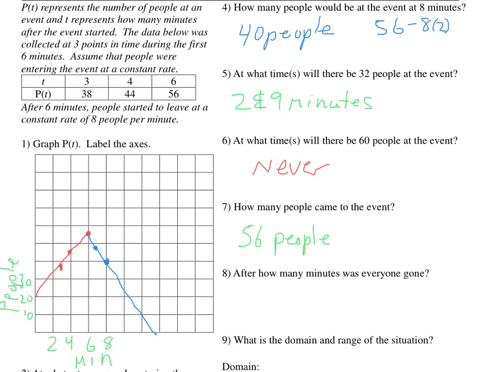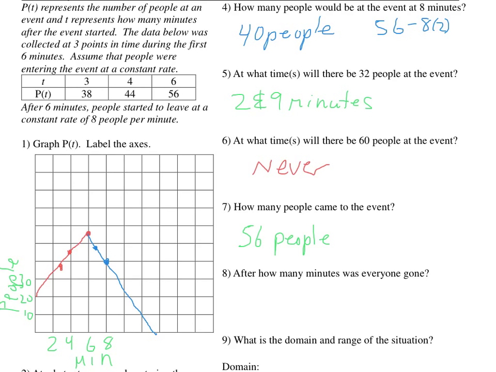Next question, after how many minutes was everyone gone? All right, everyone gone would be 0 people. So whatever this is. Now I have to make sure my graph is accurate to find that. By looking at it, it looks like it's hitting about 10, 12, 14, somewhere between 10 and 14. So we have to think exactly where that is. So let's find it exactly.